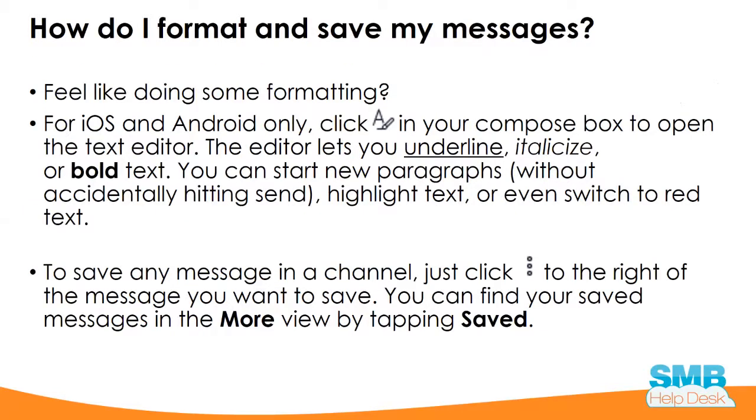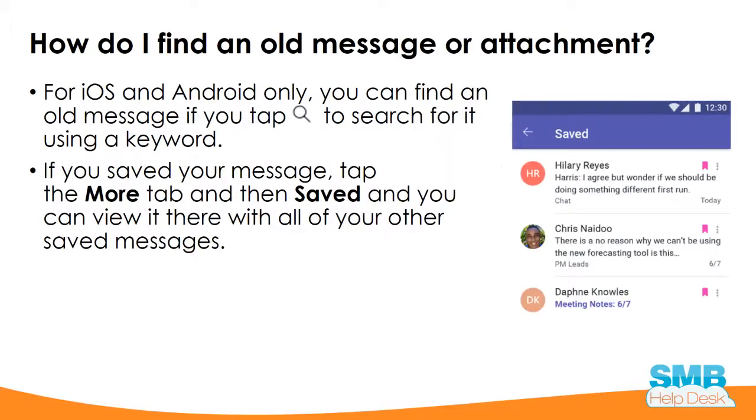So again, this is more based off of mobile devices where you're able to format and save your messages. You click the little add in the compose box to the text editor, which lets you underline, bold, italicize, start new paragraphs, a lot of those different options. Save any message again with the ellipsis and saved, and there's also more options there. You can search for old messages and attachments on your mobile device, which is great. The save feature is just like your Outlook, just like your SharePoint. It indexes across all conversations, and it's able to find old conversations you had with a specific person if you're trying to get that information.